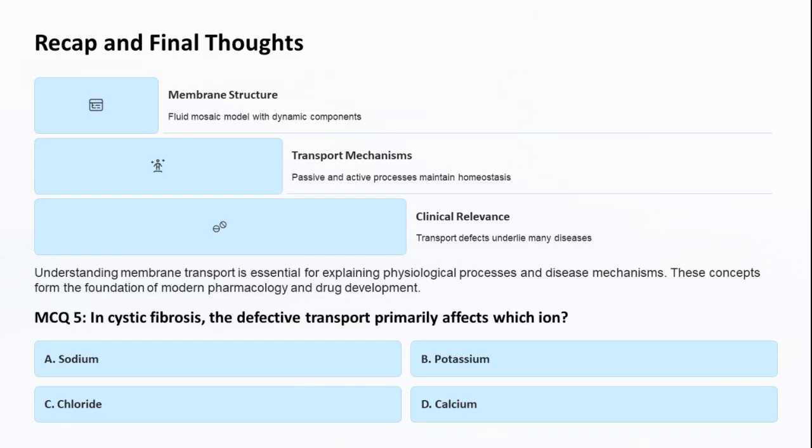Final MCQ. In cystic fibrosis, the defective transport primarily affects which ion? A. Sodium. B. Potassium. C. Chloride. D. Calcium. Let's see who gets it right.